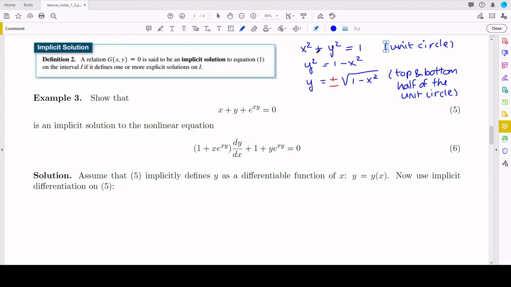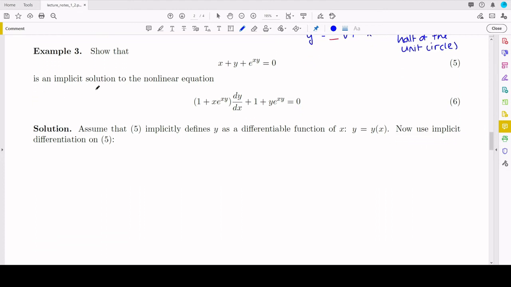So we have this relation here, and it defines two functions. It actually defines more functions, but it defines these two functions. Remember, for something to be a function, it needs to satisfy the horizontal line test, which the circle does not, but the top half of the circle and the bottom half of the circle do satisfy that. So let's see how that works in an example.